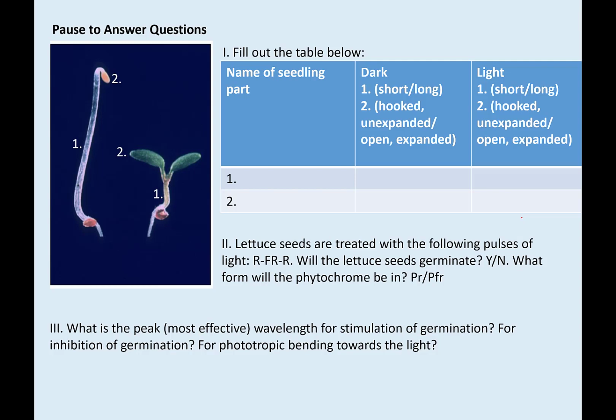The first one's super easy. It actually doesn't have to do with writing skills. You're just going to fill out the table, name the part of the seedling 1 and 2, and indicate the phenotype in the dark or the light. And I'm kind of giving you what I'm looking for here. Question number 2, I'm asking about the lettuce seed germination experiment. And then question 3, we're talking about action spectra. Okay. All right, so go ahead, and this is the first part, part 1, of this lecture.